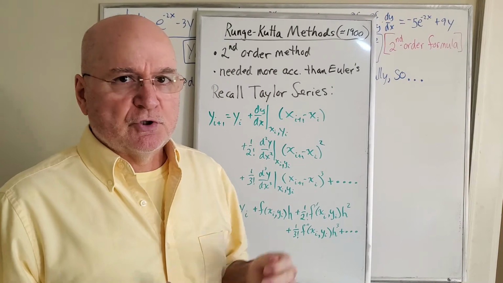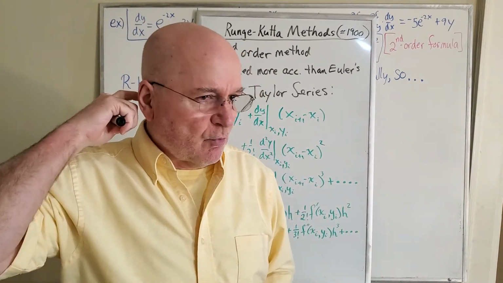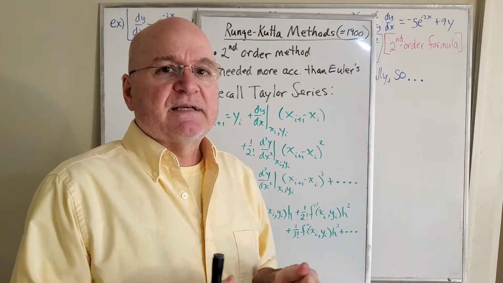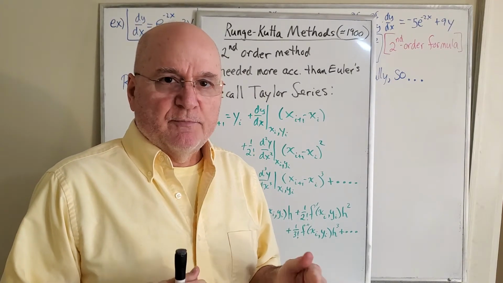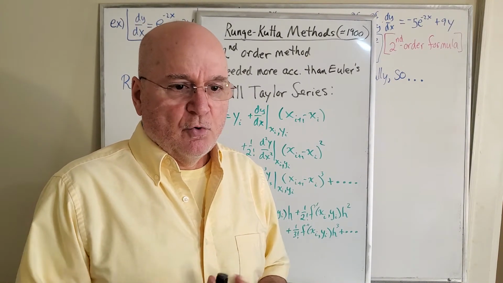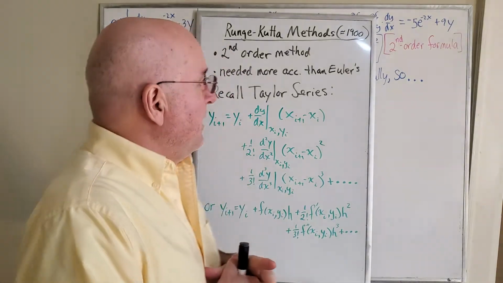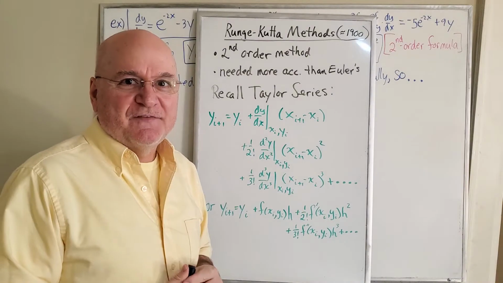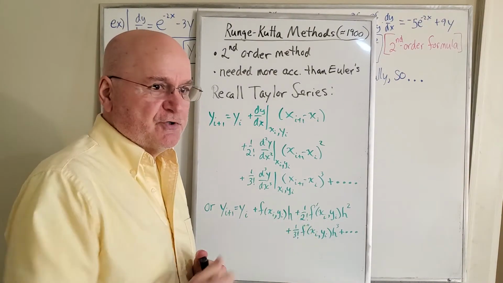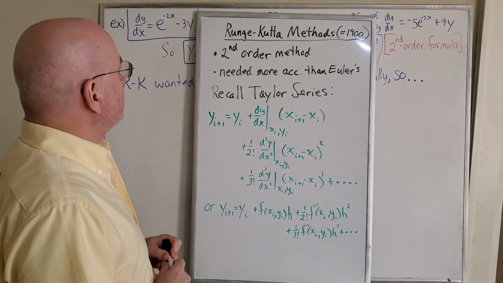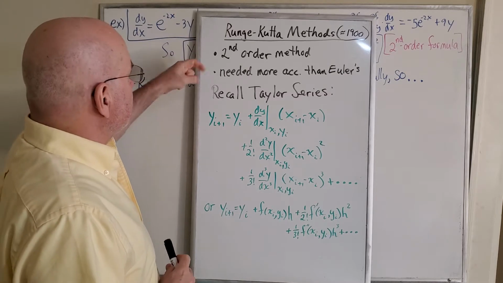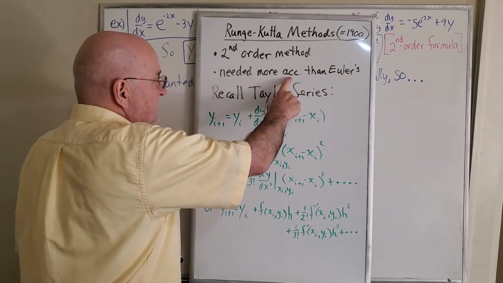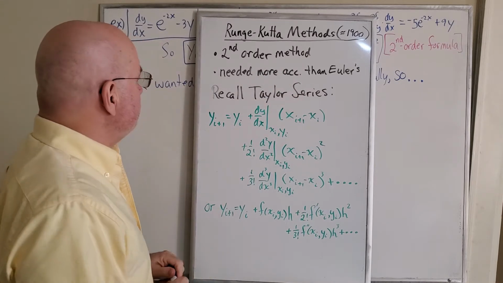Runge and Kutta were German mathematicians doing their work around the turn of the last century. They wanted more precision than the Euler method, but they didn't want to compute that second derivative to go to the second order term of the Taylor series. So Runge-Kutta, second order method, they needed more accuracy than Euler's method.